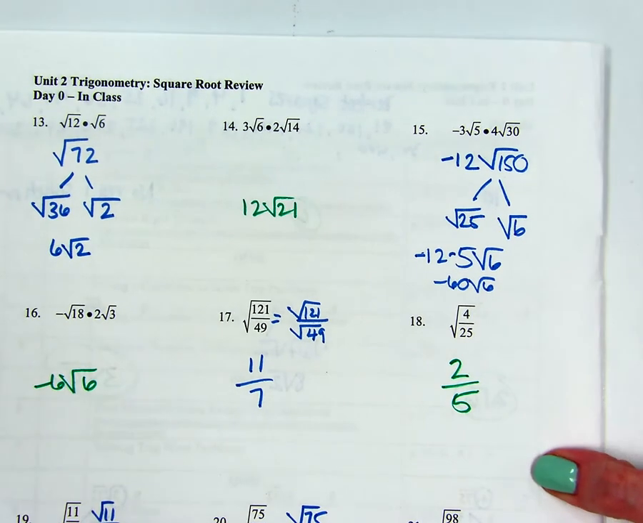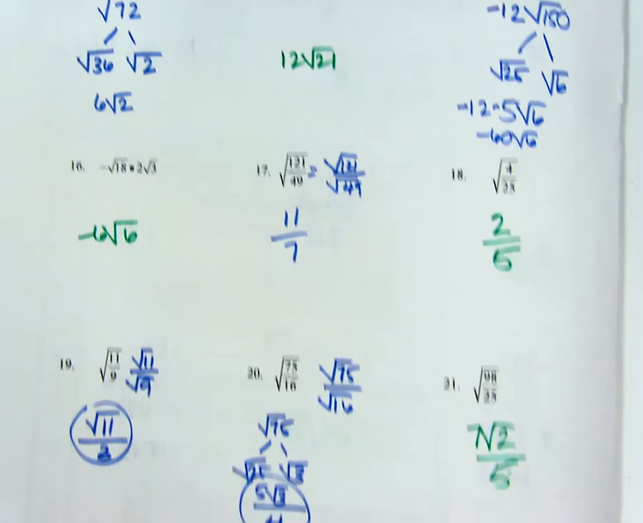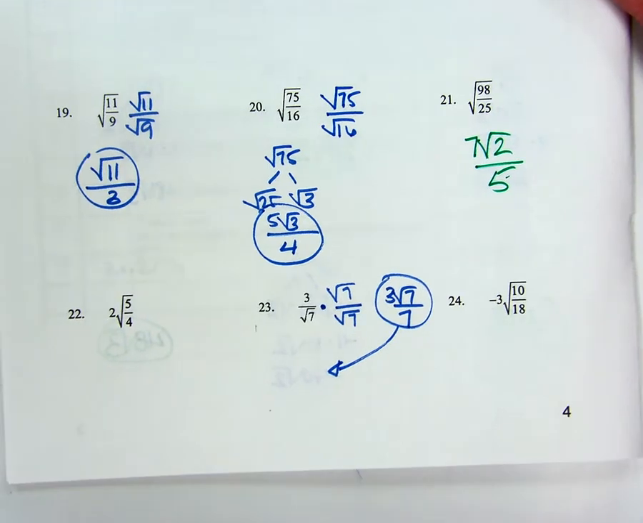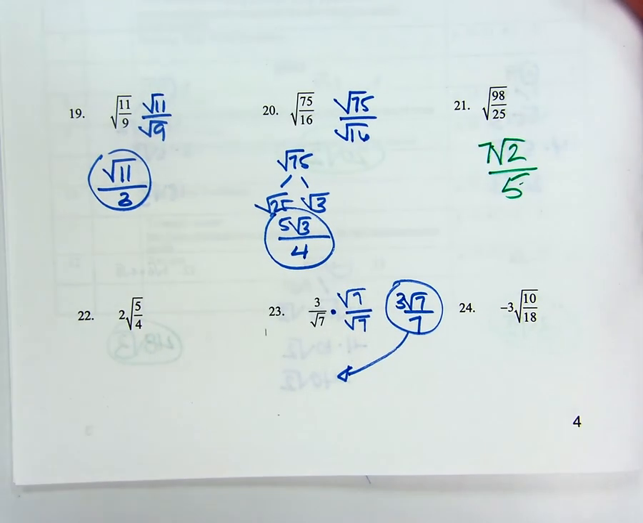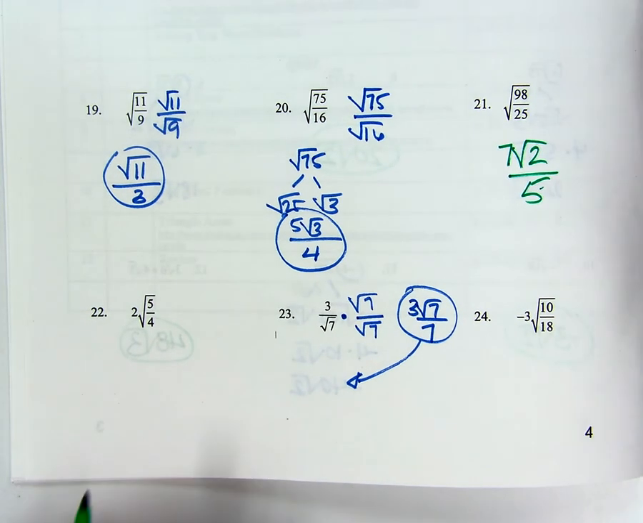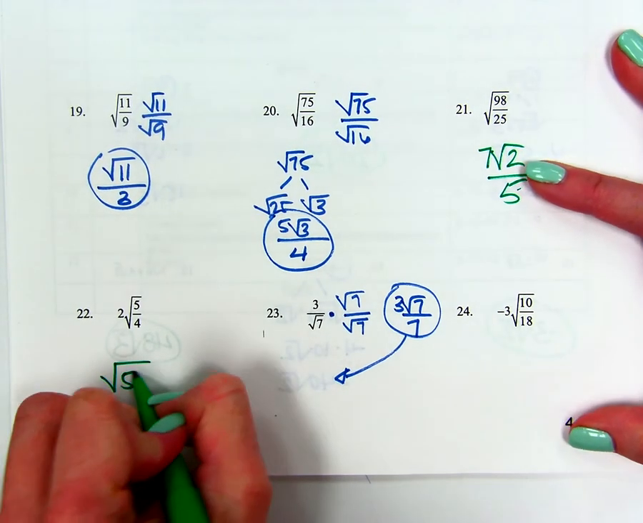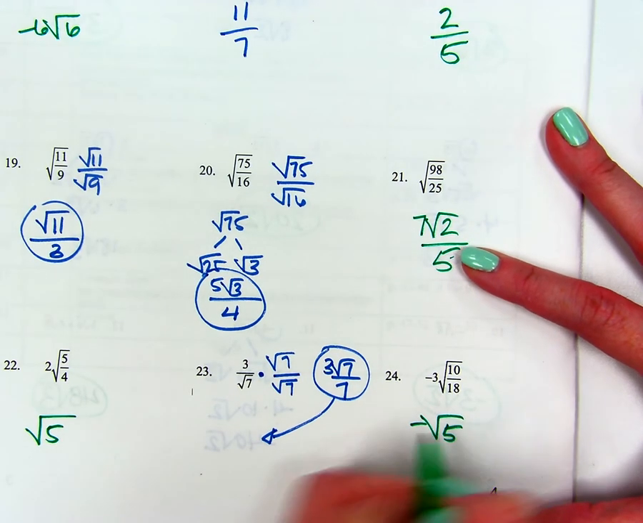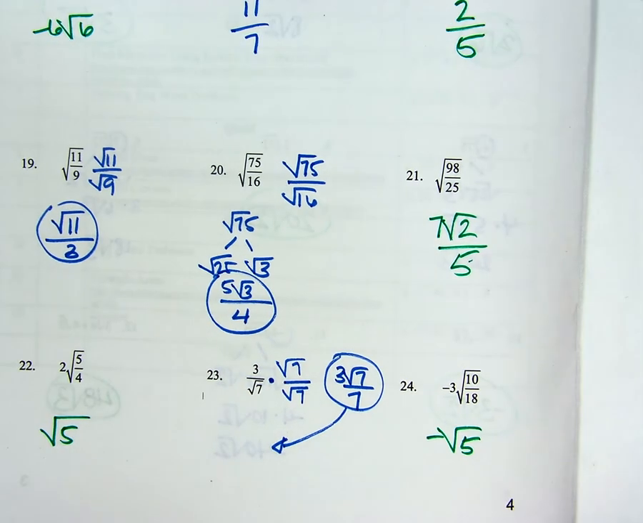Just so you know, when we're checking your notes for this, don't forget you need to have the work. I'm just showing you the answer. So if you do not have the work, you will not get full credit for this. You need to show us the work. I'm just filling in the answers for you guys so that you can double check those. Last one is negative root 5. So that's it for day 0.